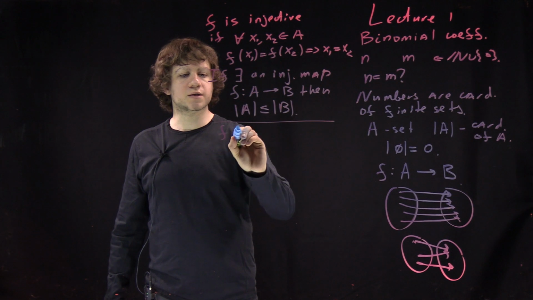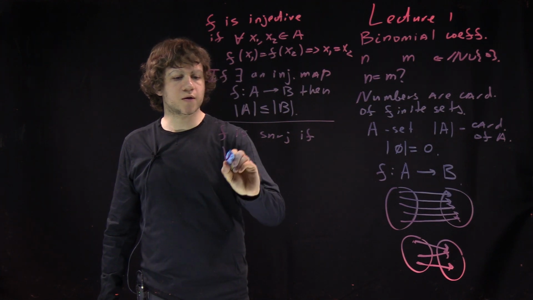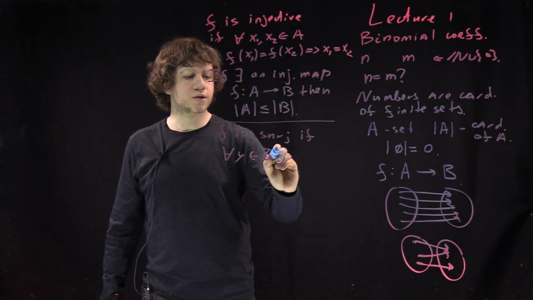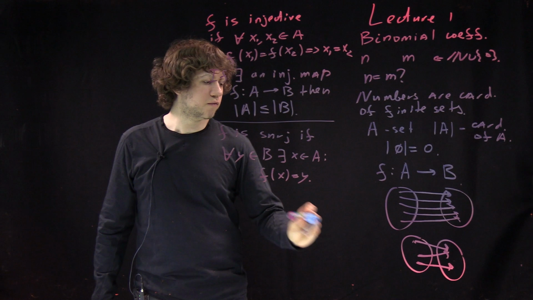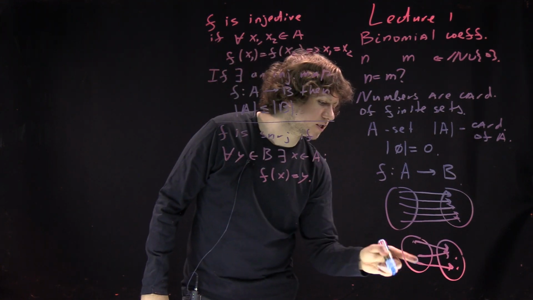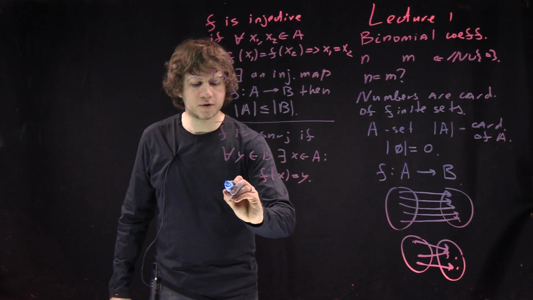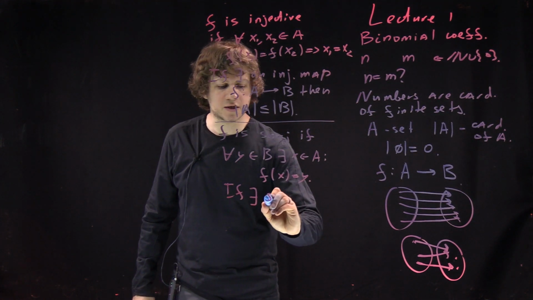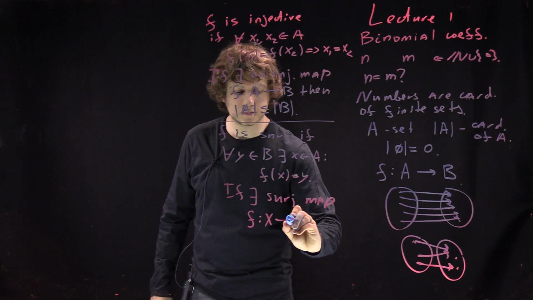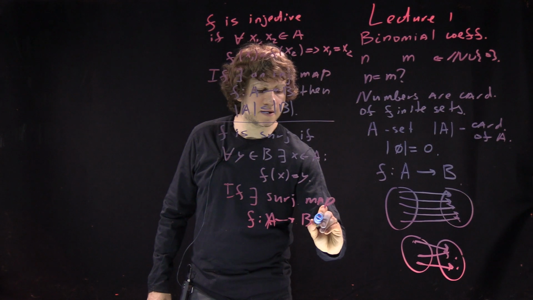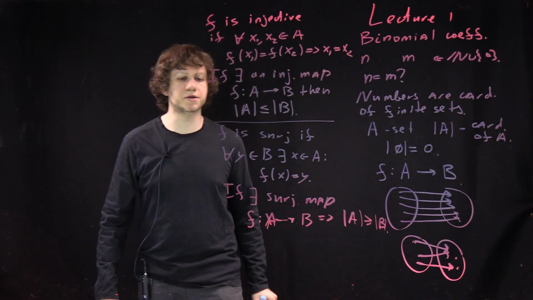So also F is surjective if for every y in B there exists x in A such that f of x equals y. So for every element here there is something where it came from, and this is an example of a not surjective map. And so, if there exists a surjective map f from A to B, then the cardinality of A is actually greater or equal than the cardinality of B. That's also very easy to show.